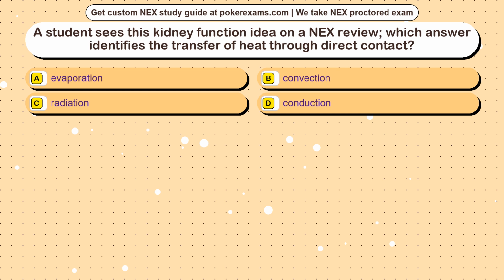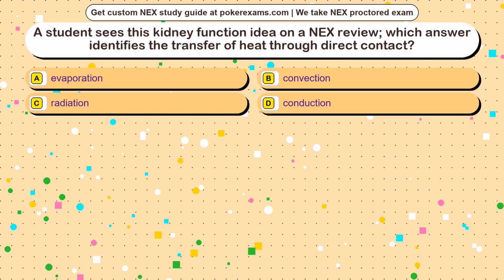Question 10. A student sees this kidney function idea on a next review. Which answer identifies the transfer of heat through direct contact? Option A, evaporation. Option B, convection. Option C, radiation. Option D, conduction.